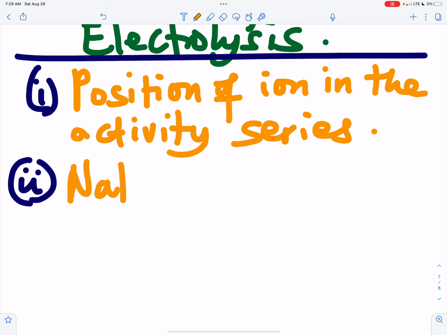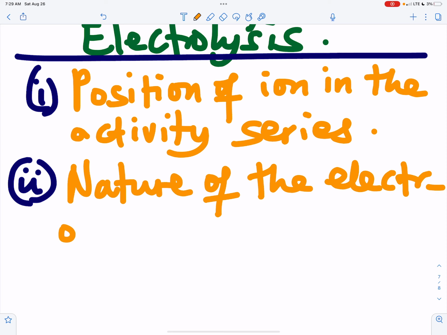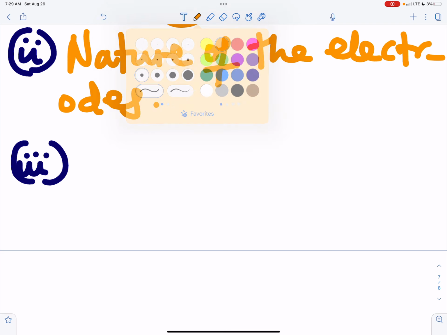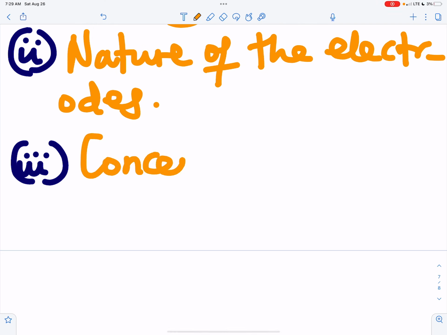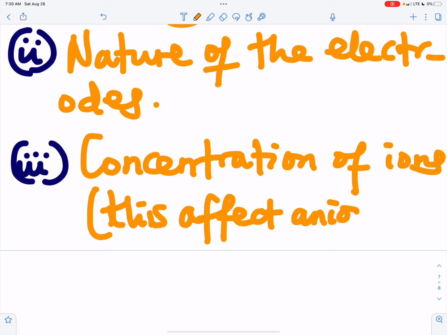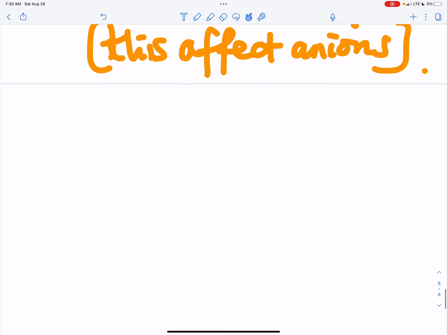Number 2, nature of the electrodes. The type of electrodes used in an electrolysis can also affect the ions discharged in that electrolysis. Number 3, concentration of ions. This affects anions mostly. So let's take them one by one.